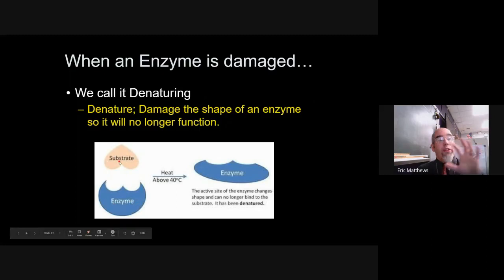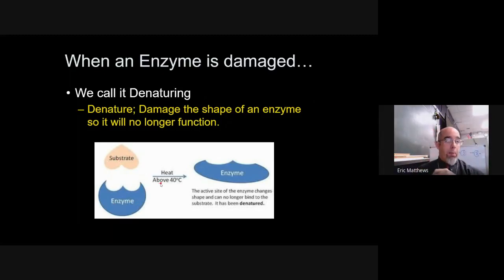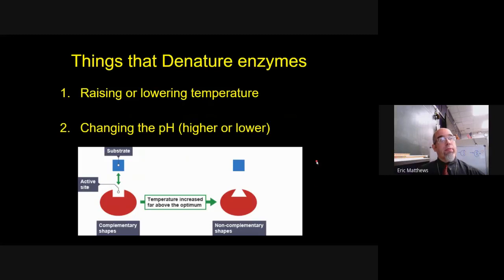There's the substrate. They should fit together really nicely. But if the heat is above, in this case, 40 degrees Celsius, then now you can see the enzyme has changed in shape. The active site is not the same shape. So now the substrate cannot bind to it anymore. So this is really that key idea. Out of those three conditions, you have to understand that temperature and pH will denature our enzymes and incapacitate them. It will ruin their ability to work.